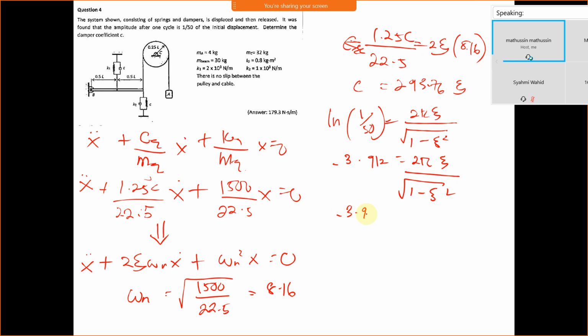So pindah-pindah, kita akan dapat negatif 3.912 square root of 1 minus zeta square, kita squarekan dia 2 pi zeta square. Okay, then lepas tu simplifiedkan dia, kita akan dapat 15.303 1 minus zeta square sama dengan 39.48 zeta square.